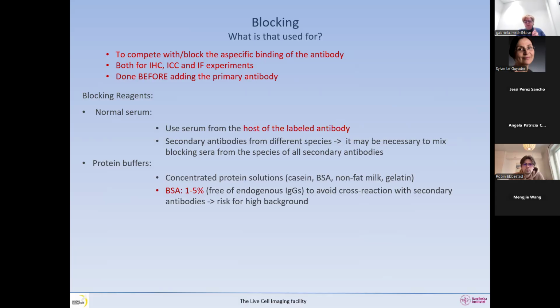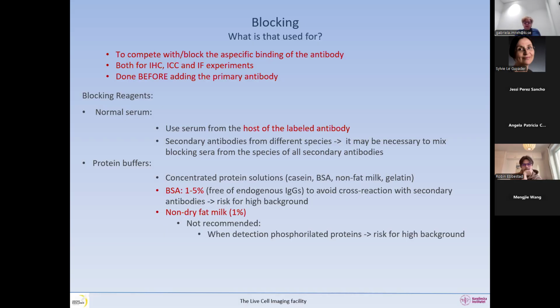But it's very important to keep in mind to order the correct BSA, which is free of endogenous IgGs, to avoid a cross reaction with the secondary antibody, which of course would also give you a risk of high background. You can also use non-fat dried milk. This is also usually at 1-2% concentration. But this particular blocking buffer is not recommended when you want to detect phosphorylated proteins, or you want to perform assays that include a biotin binding site.